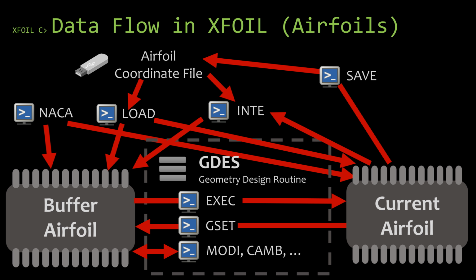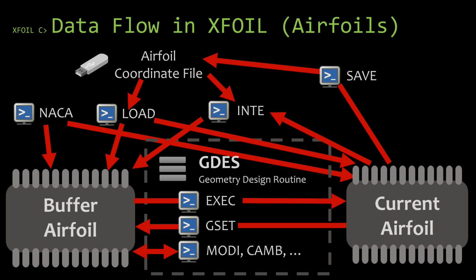Like I mentioned, Xfoil has some NACA airfoils built in, and that's what the NACA command is for. You can specify which NACA airfoil you want, and it will automatically load it into both the buffer airfoil and the current airfoil local memory. Those are actually two different memory locations, two different airfoils in memory. What's nice about both the NACA and LOAD commands is that they load the same airfoil into both the buffer airfoil and the current airfoil.